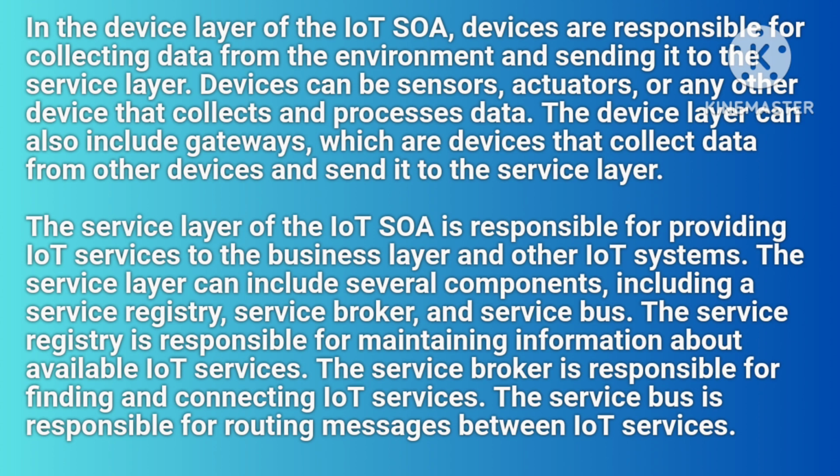The service layer of the IoT SOA is responsible for providing IoT services to the business layer and other IoT systems. The service layer can include several components, including a service registry, service broker, and service bus. The service registry is responsible for maintaining information about available IoT services. The service broker is responsible for finding and connecting IoT services. The service bus is responsible for routing messages between IoT services.